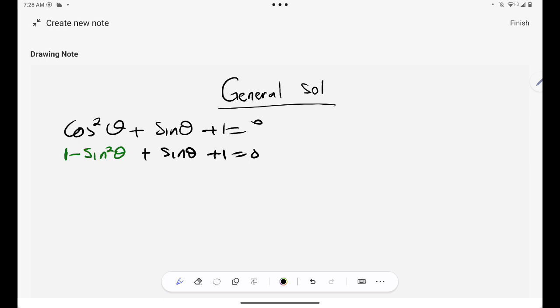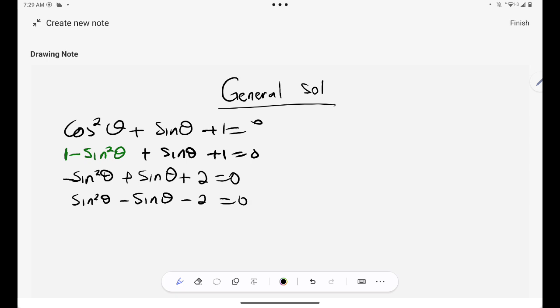So I'll have negative sine squared theta plus sine theta plus 1 will give us 2, right? And then before you solve here for theta, guys, you must make sure that the variable with the highest exponent is positive, so we can divide each and every term we have here by a negative 1, and then we'll find sine squared theta minus sine theta minus 2 is equal to 0.